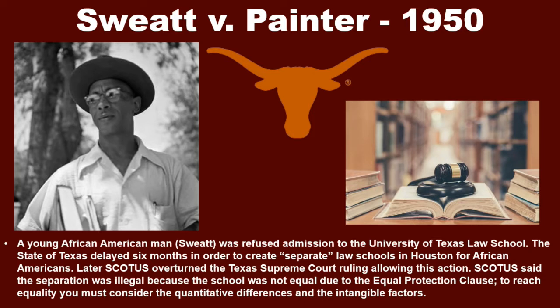So this is kind of an important case for us here in Texas. A young African-American man is going to be refused admission into the University of Texas Law School. That young man is Sweatt, and Sweatt is going to sue, saying, you aren't offering me an alternative. You have to offer separate but equal. And so Texas is going to quickly try to throw together a separate law school in Houston. If I remember correctly, it's going to have like 3 classrooms and a couple of teachers. It is absolutely not equal at all in any sense of the term.